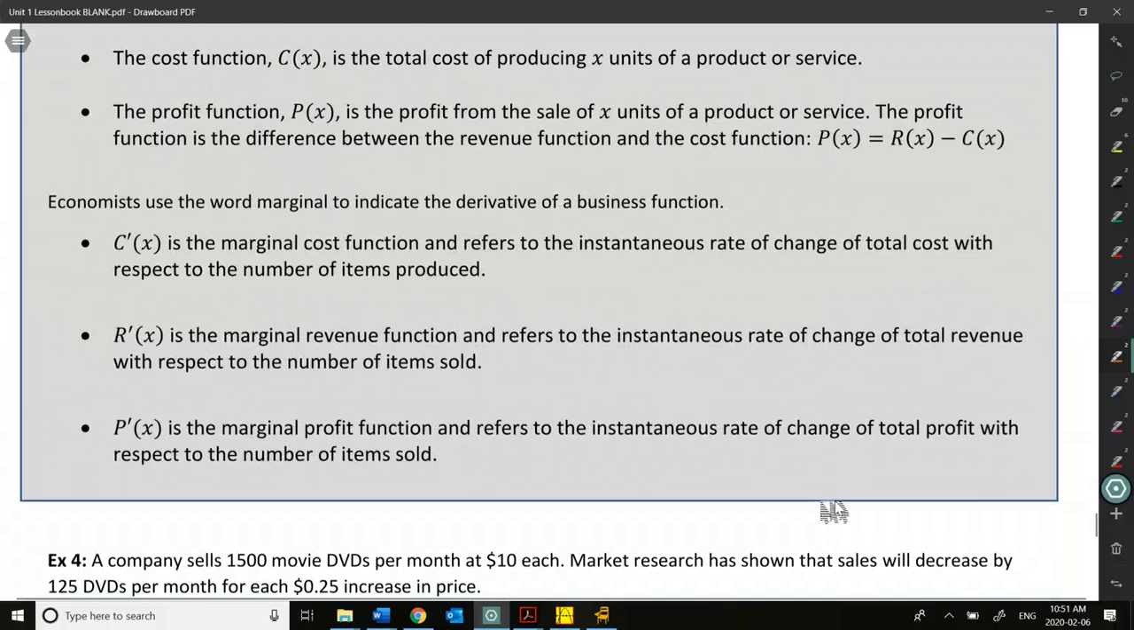So they can analyze certain business functions. If you find the derivative of the cost function, you're finding marginal cost. That's the instantaneous rate of change of total cost with respect to the number of items produced. Marginal revenue, we can find by finding the derivative of the revenue function. It's the instantaneous rate of change of revenue with respect to the number of items sold. And same idea, marginal profit: the instantaneous rate of change of total profit with respect to the number of items sold.